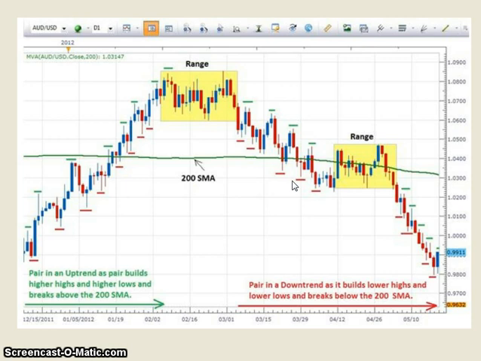The more this process of lower highs and lower lows continues, the greater the likelihood becomes that the downtrend will continue. So at this point, okay, it broke out of the range to the downside. That's a good sign for shorting the pair at that point. But as each lower high and lower low continues, that's more and more and more confirmation that the pair is moving to the downside.